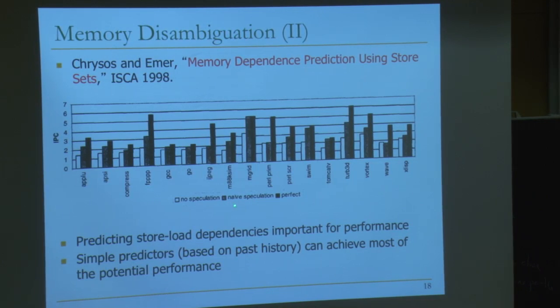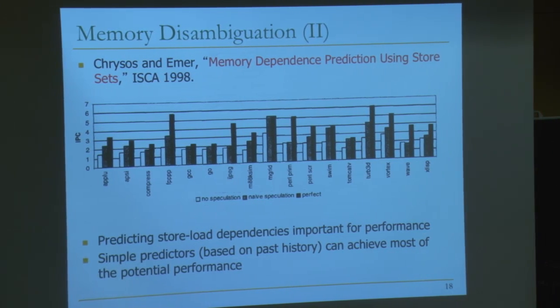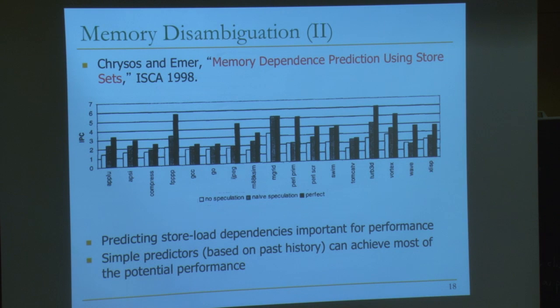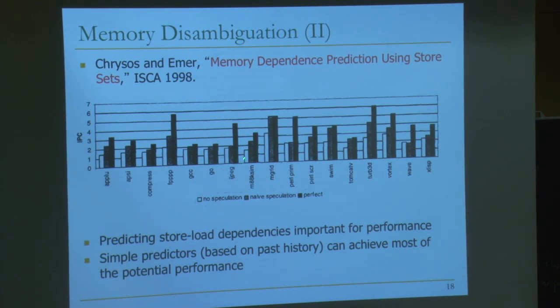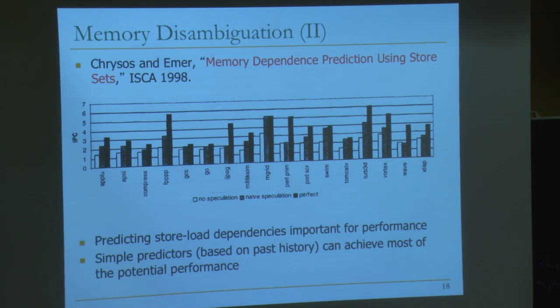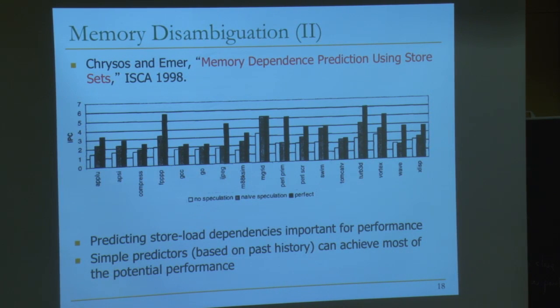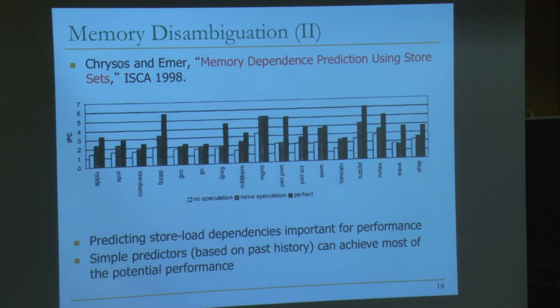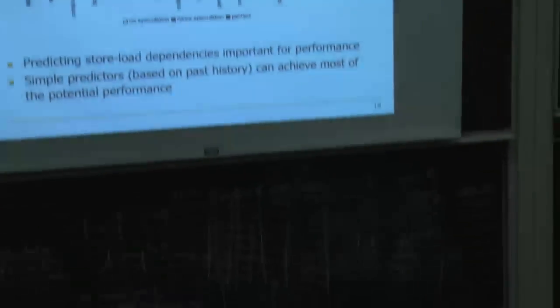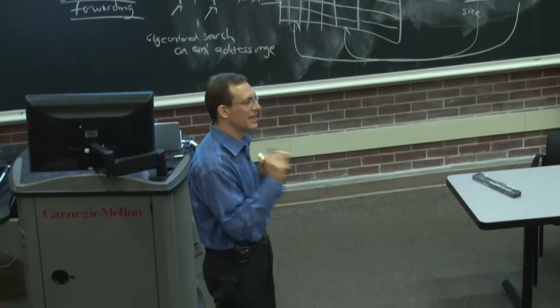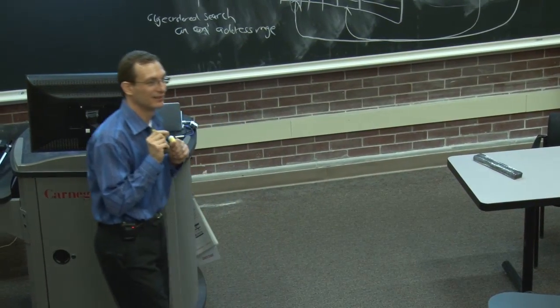Naive speculation means very aggressive. You don't wait. Assume that the load is independent of any previous stores with an unknown address. Performance, it's a little bit better, right? If you look at the middle bar, it's usually better than the white bar. So this tells you that most of the loads are actually independent of the stores. It's a better approach to do the naive speculation. But if you look at perfect, there's a big difference. Perfect means you know exactly whether or not a load is dependent on a store. And based on that information, you do the right thing in scheduling.